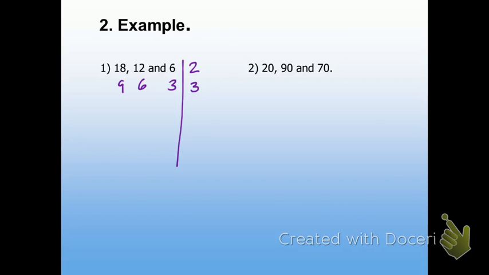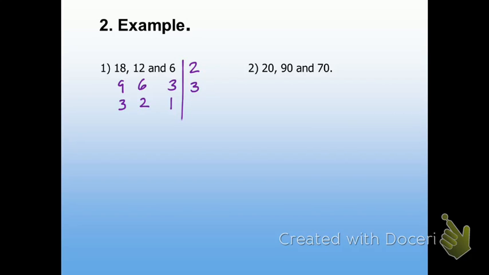So 9 divided by 3 is 3. 6 divided by 3 is 2, and 3 divided by 3 is 1. Now I have 3, 2, and 1. 3 can be divided by 3, but not 2. 2 can only be divided by 2 or 1. And 1 can be divided by just itself, 1. Because I cannot find a prime number that can divide all these three numbers at the same time, I am done finding those prime factors. I just have 2 and 3.